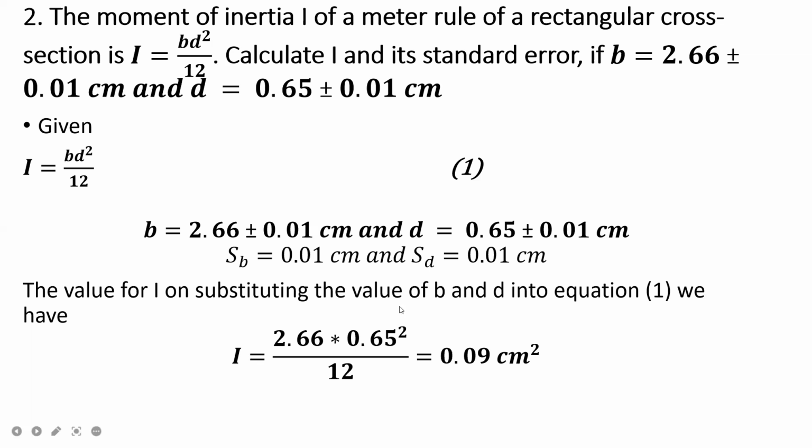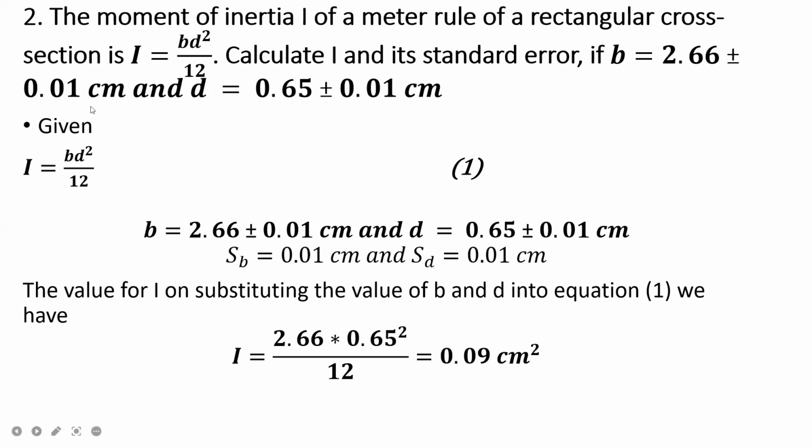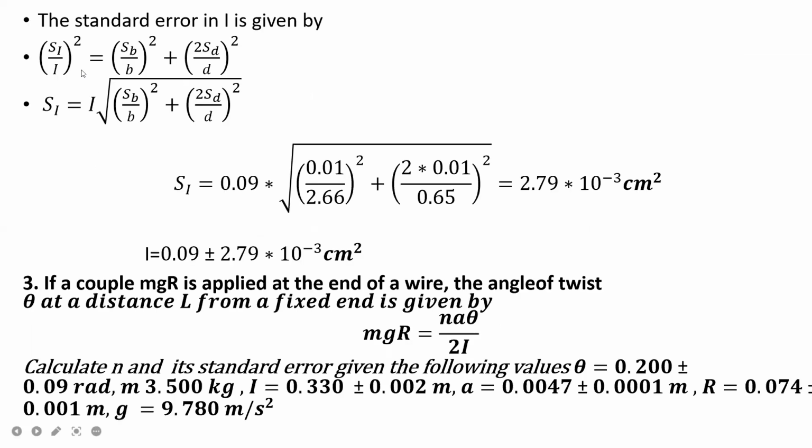So the value for I, on substituting the values for B and D in equation 1, we have 2.66 times 0.65 squared divided by 12. Now, the next thing is to calculate our standard error in I. If you can recall, our D here is squared. So we should note that when multiplying, we are taking the sum of the squares of the standard error divided by the actual value.